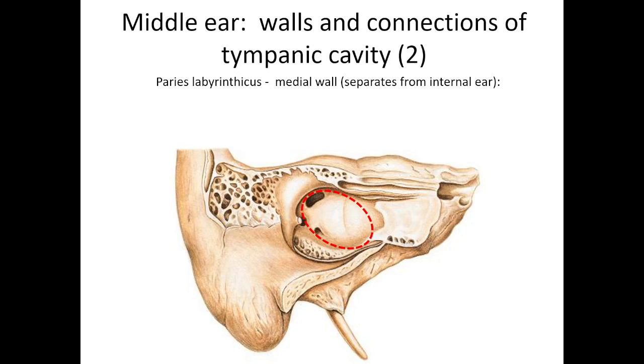Now we look at this tympanic cavity from lateral wall. Lateral wall was removed. So this opposite wall is medial wall. And it is called paries labyrinthicus. Why? Because behind of it there is labyrinthus.